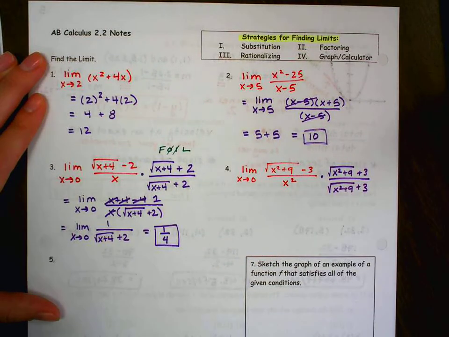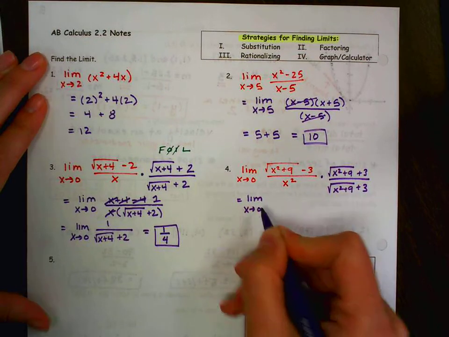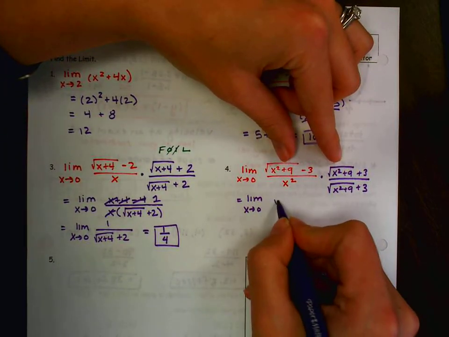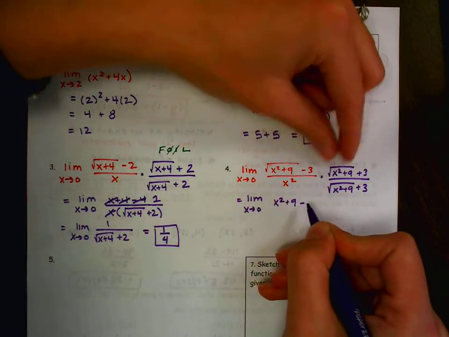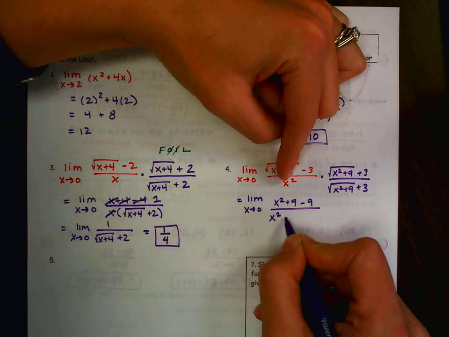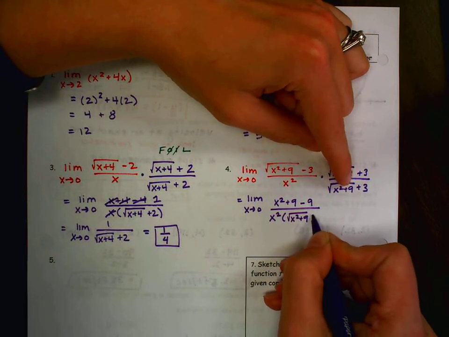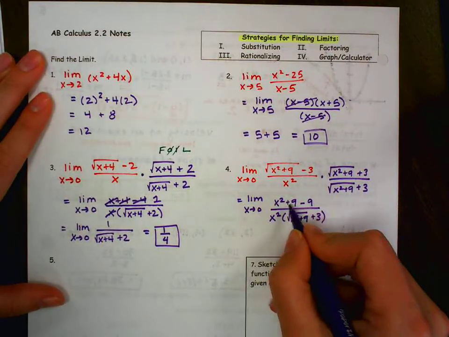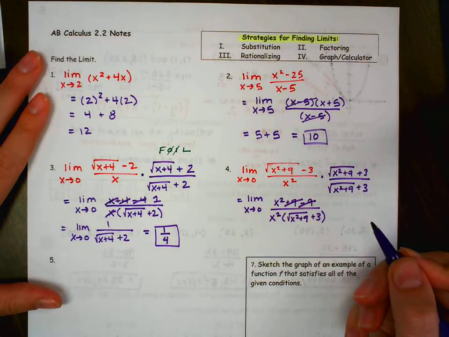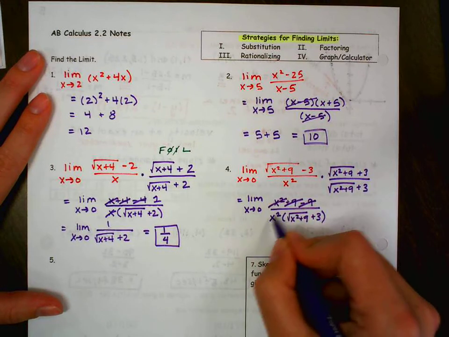The same FOILing thing is going to happen. We're going to take the first squared, and we're going to get an x squared plus 9 minus the back squared, which is going to give me 9, all over an x squared times this conjugate. We're going to have a plus 9 minus 9. So we are left with an x squared and an x squared factor at the bottom. So I'm left with just a 1 on top.